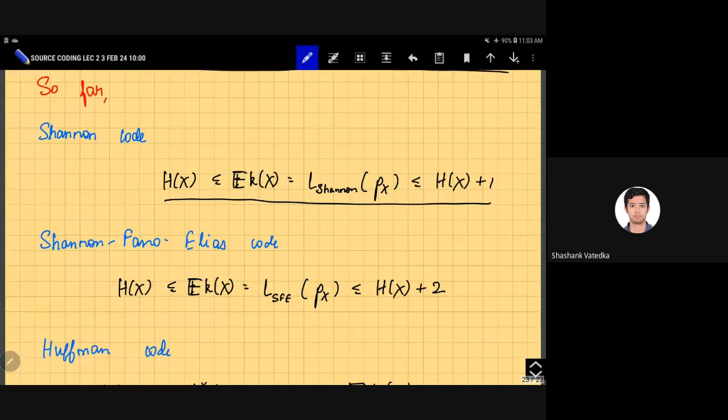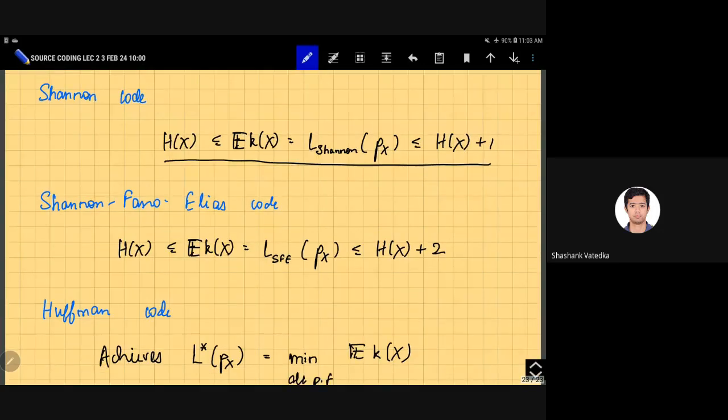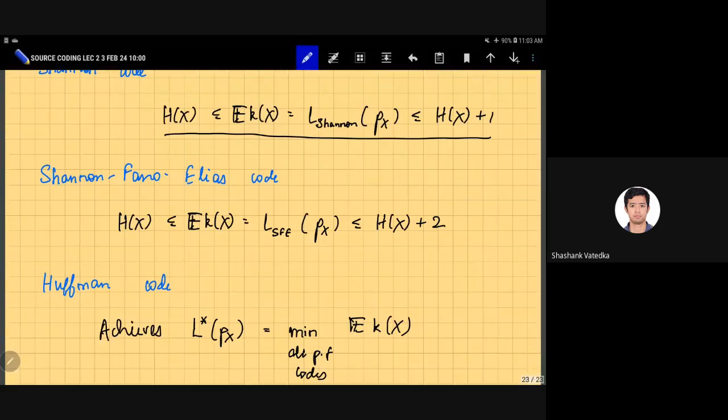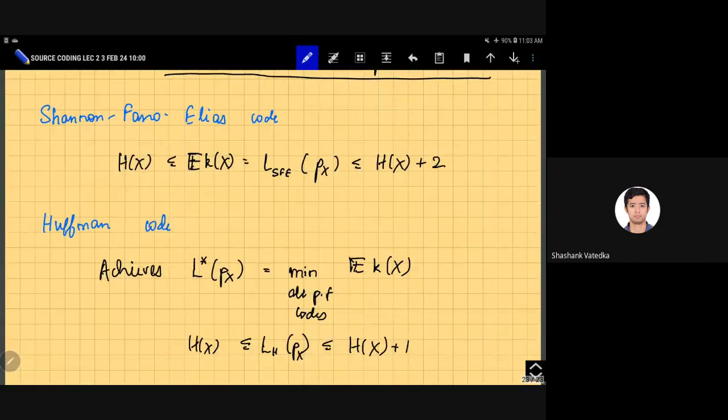Right, so far we've seen three different prefix-free variable length codes: the Shannon code, the Shannon-Fano-Elias code, and the Huffman code. We've seen that the Shannon code achieves an expected length between the entropy of the source and entropy plus 1 bits. The Shannon-Fano-Elias code is worse than that. It achieves something between H(X) and H(X) plus 2 bits. And the Huffman code achieves an expected length which is also between H(X) and H(X) plus 1 bits.